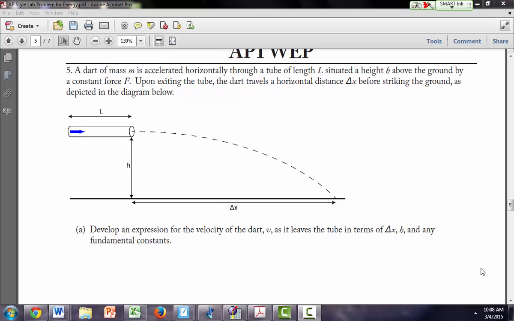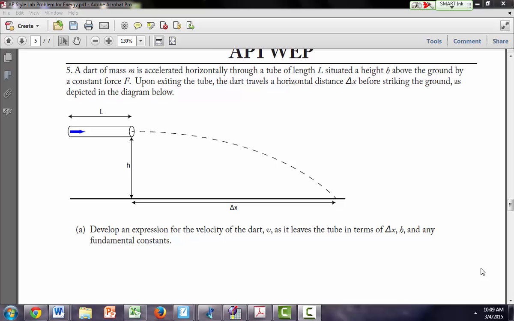Okay, we are going to have a screencast here where I will create the solution for the worksheet that you guys did for homework tonight. It's an AP style question with kind of a lab twist to it, where you had to graph some information and use the slope to get an answer.